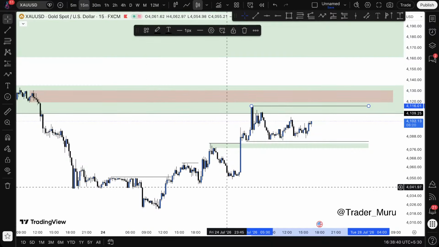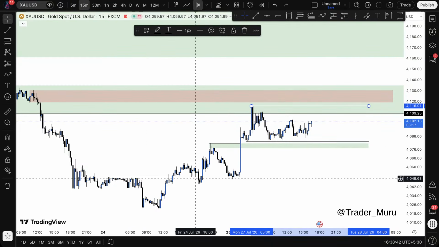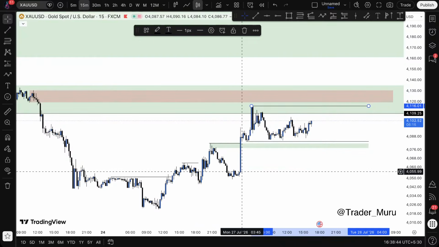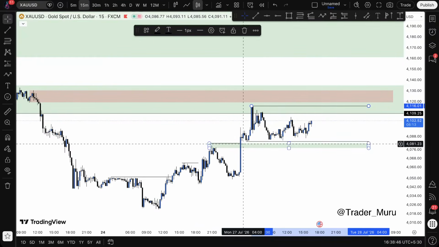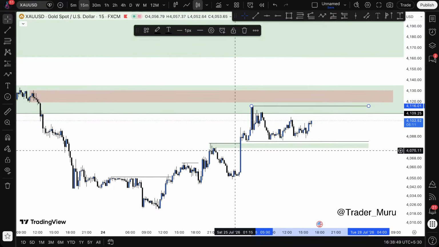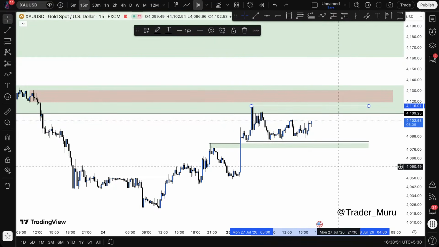Are you in any trade right now? No brother, I was in a trade from here and here. I missed this trade because it was a gap up opening. Now I am looking for a new trade.